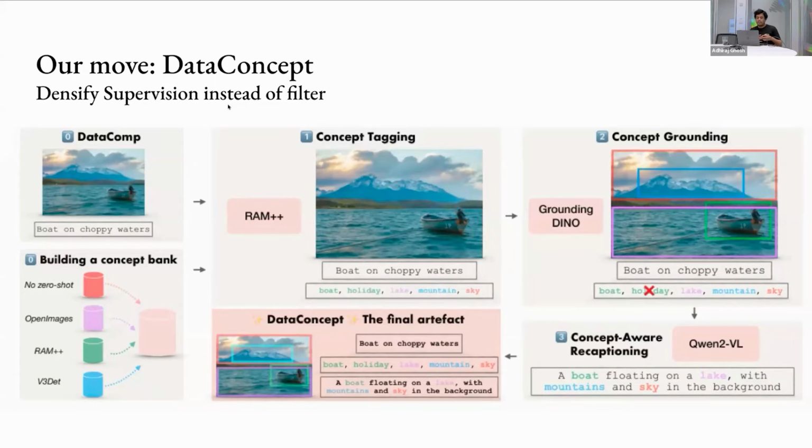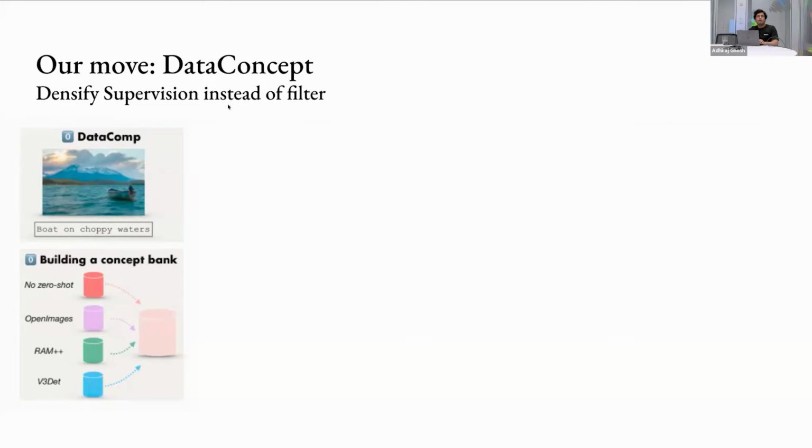And we look at DataComp, which is a web scale pre-training data set. We look at the 128 million scale version of this, which contains basically 128 million image and text pairs. And we decide to densify the supervision instead of using a model to score and filter samples from this dataset to have a better quality dataset. So overall, it looks like this, and I'll talk about each component one by one.